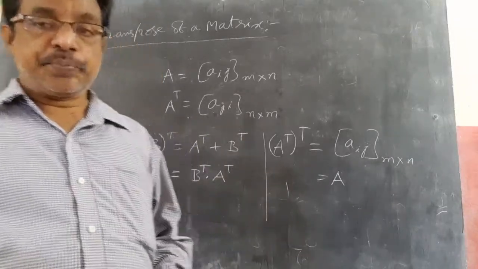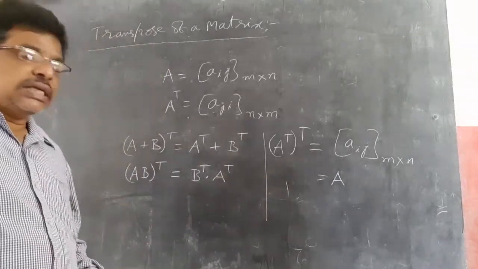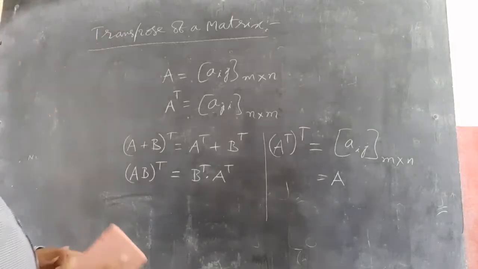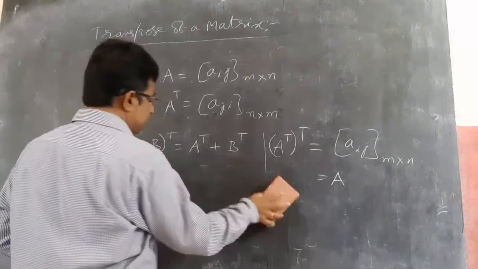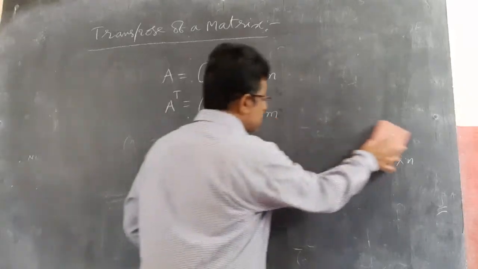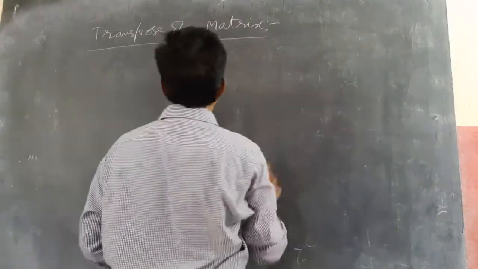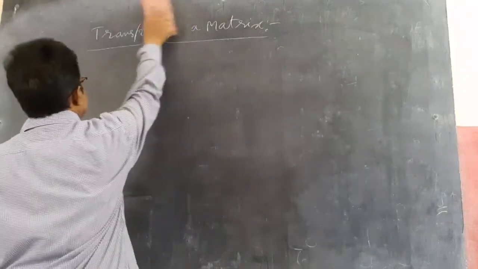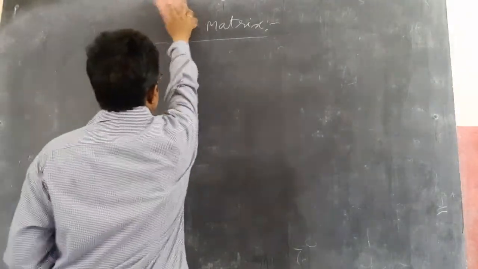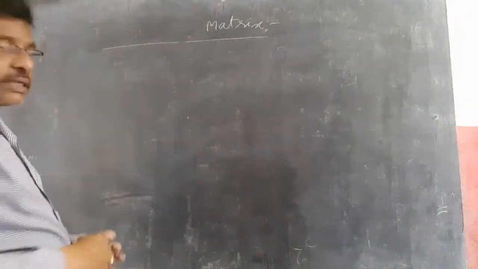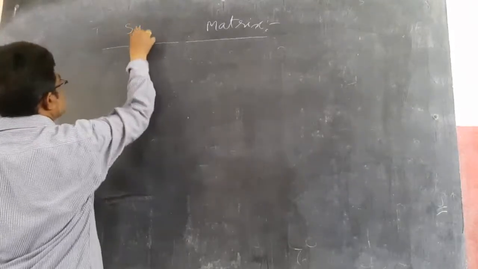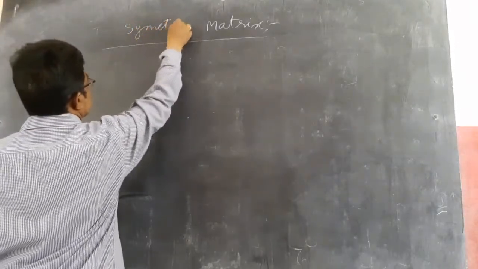And next, symmetric and skew symmetric matrix. What is meant by symmetric matrix? What is meant by skew symmetric matrix? First of all, symmetric matrix. What is a symmetric matrix?